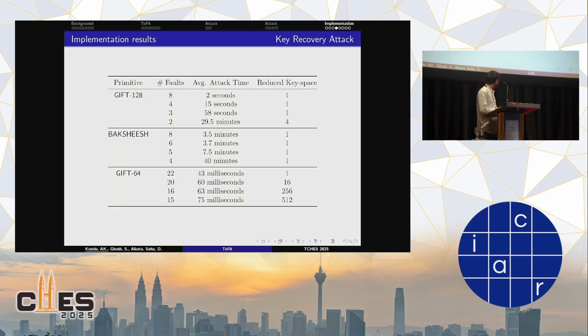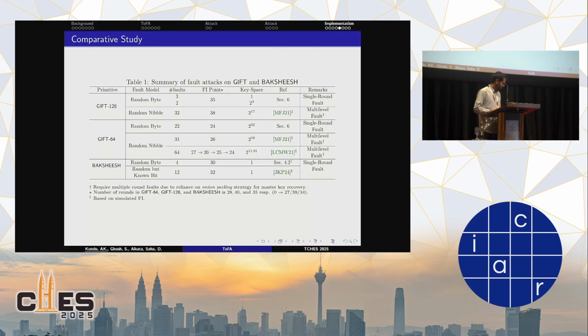Here, after giving the faults, this is the number of faults, and this is the reduced key space that we are getting from the simulation. Obviously, the ciphertexts are taken only after injecting the fault. So this is the summary of our key recovery attack.